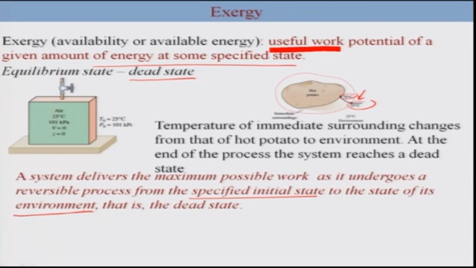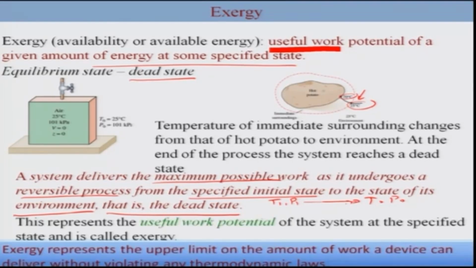And that is what we are going to reflect on now. Earlier we just discussed that the reversible process will deliver the maximum possible work, but now we are bringing in the fact that the system undergoes transformation from the initial state to the state of its surrounding, that is the dead state. So, that change from a certain pressure to T0, P0 essentially is the path that would lead to the maximum possible work that a system can deliver. Okay. So, this would be the useful work potential during this process, and this we would call exergy.